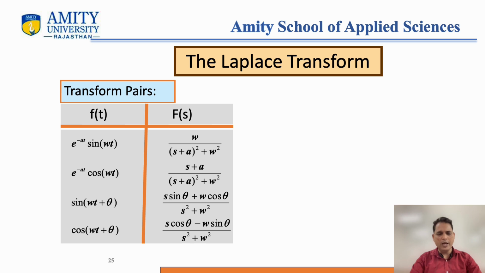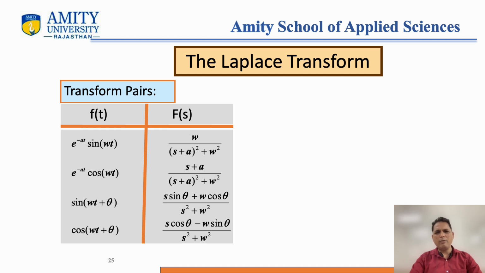In the same way, you can find the Laplace transformation of e to the power minus at cos omega t. The Laplace transformation of cos is s upon s square plus omega square, so the answer for e to the power minus at multiplied by cos omega t becomes s plus a over s plus a whole square plus omega square. In the same manner, sin of omega t plus theta can also be evaluated.